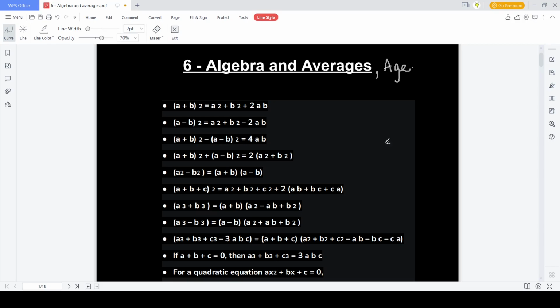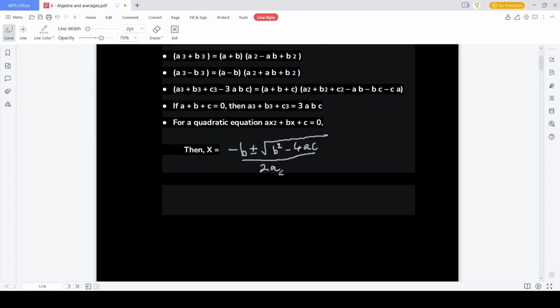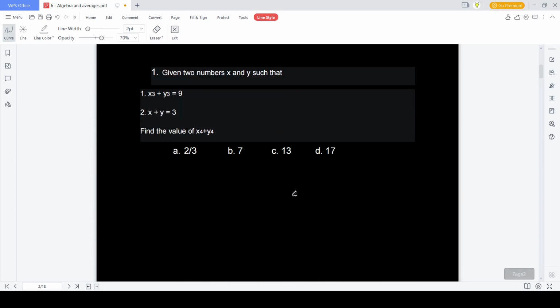There are a few formulae that we learnt throughout our education: (a plus b) whole square, (a minus b) whole square, (a plus b) whole square minus (a minus b) whole square, and so on. We'll use these in the questions, and I will not go over them. You can download the notebooks; the link is in my description. We'll go to the questions.